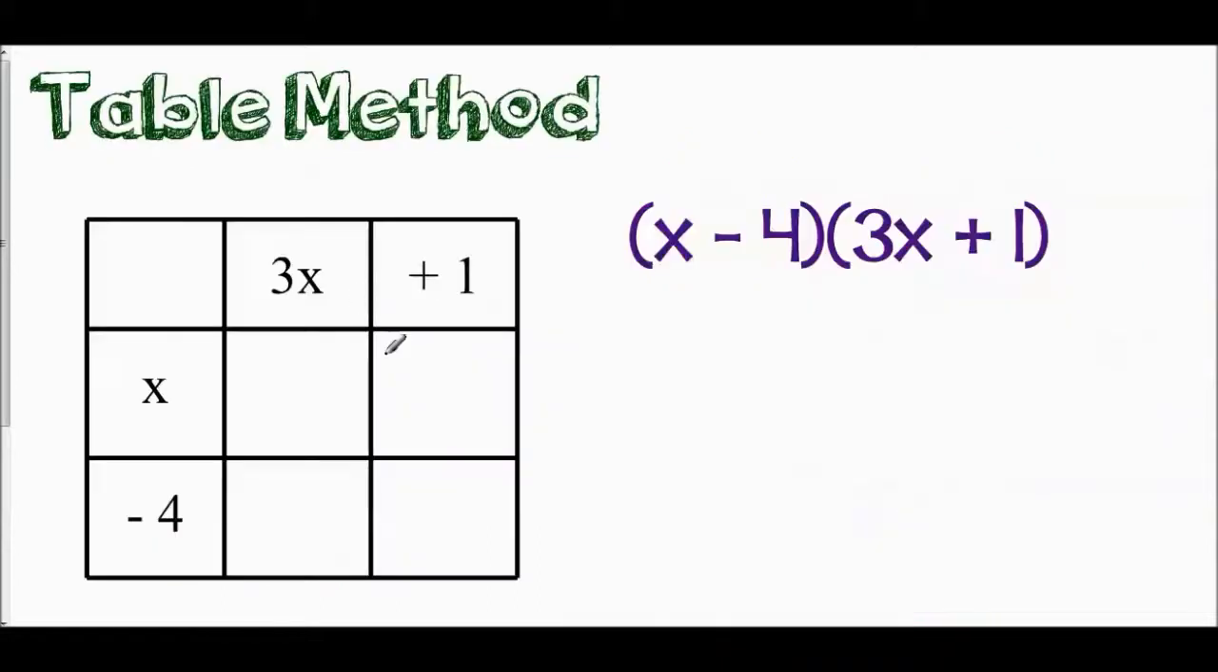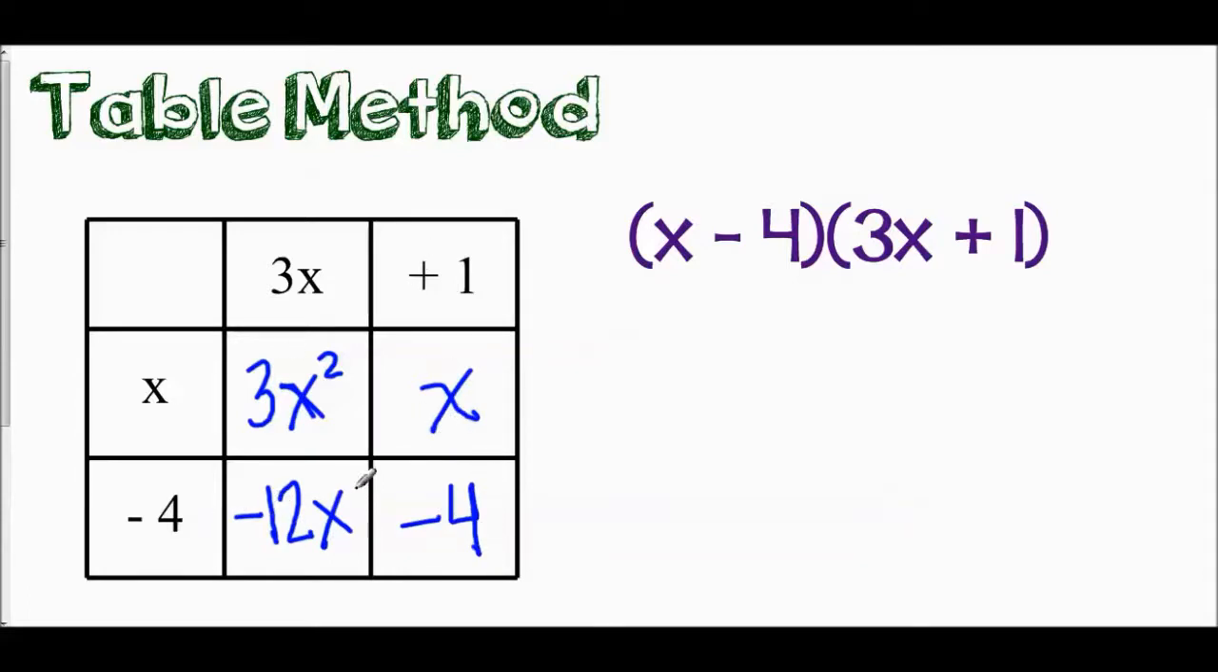A second method is called the table method. It's very similar to if you've done Punnett squares in science. I am taking one of the binomials, x minus 4, so I have x and negative 4. I have the negative 4 there because that's attached to that term. And then my second binomial of 3x plus 1. And so what the table does is it organizes my multiplication. 3x times x is 3x squared. x times positive 1 is x. 3x times negative 4 would be negative 12x. And negative 4 times positive 1 would be negative 4.